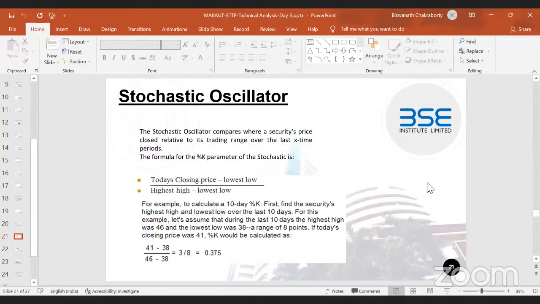Now we are coming to another oscillator, which is very, very similar to the RSI, and the name of the oscillator is stochastic. The stochastic oscillator compares where a security price closed relative to its trading range over the last X time period. The formula for the percent K parameter of the stochastic is today's closing price minus lowest low, divided by highest high minus lowest low. I think it is better if we plot it in the picture and find out how it works.